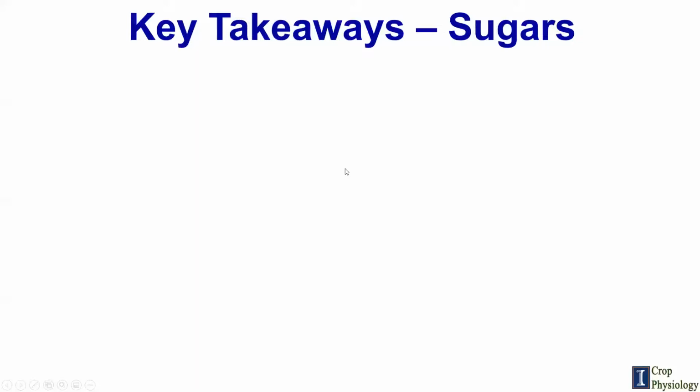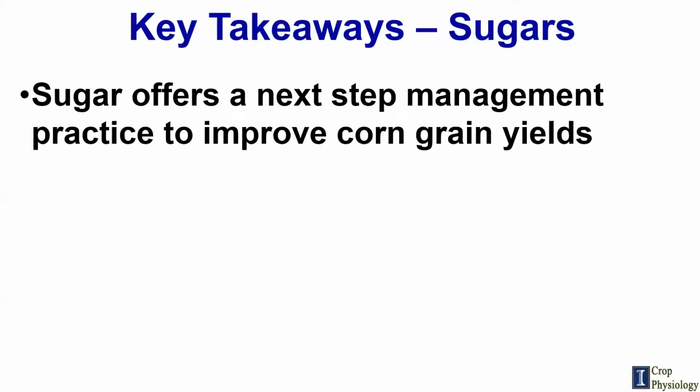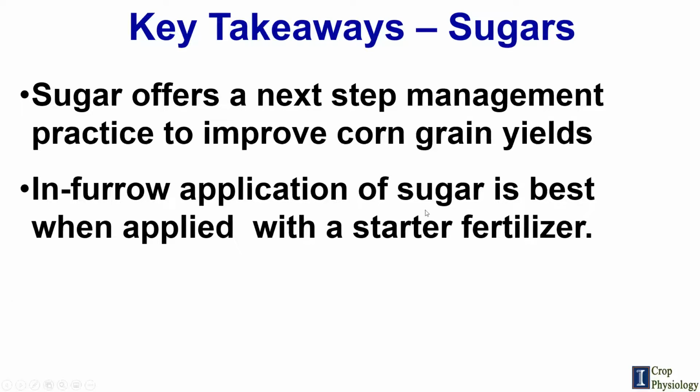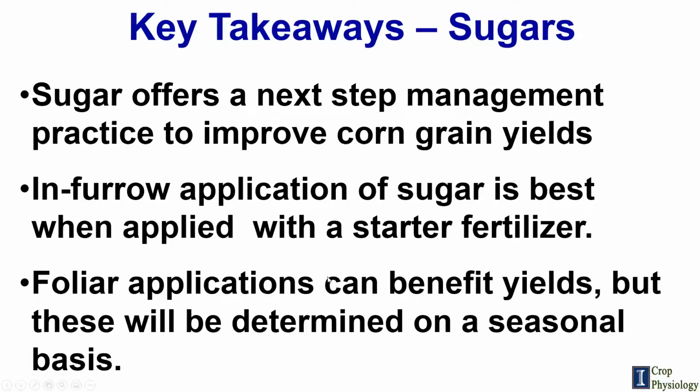And so the key takeaways on sugars, when I think about our data and our research, it's a next step management, right? Do not think that sugar will replace starter pop-up fertilizer. No, you still need that pop-up fertilizer. Sugar makes it better. We saw that in-furrow is the best when applied with that starter. And foliar has a benefit, but it's seasonal, right? So if you're not experiencing a drought, don't add it to the tank. Just do your herbicide. Don't touch the crop. It's happy. If it's starting to get stressful conditions and you have that decision, all right, this is when I need to add it. So this is the whole concept and point of today's talk.